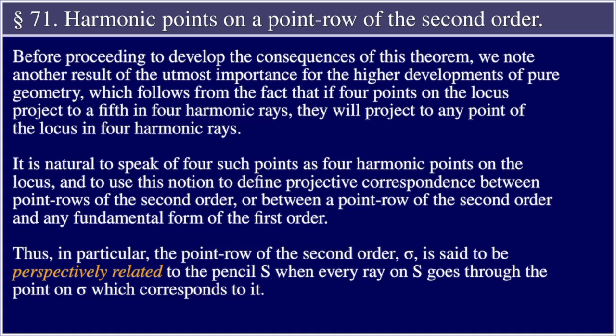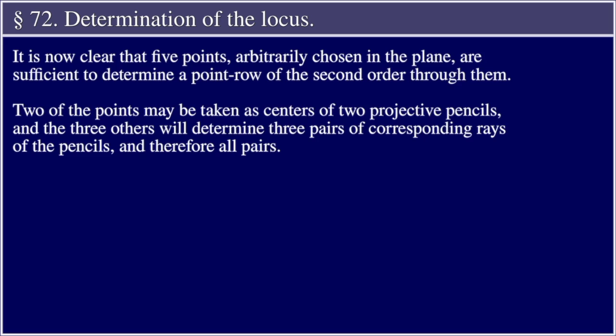Section 72. Determination of the locus. It is now clear that 5 points, arbitrarily chosen in the plane, are sufficient to determine a point row of the second order through them. 2 of the points may be taken as centers of 2 projective pencils, and the 3 others will determine 3 pairs of corresponding rays of the pencils, and therefore all pairs.